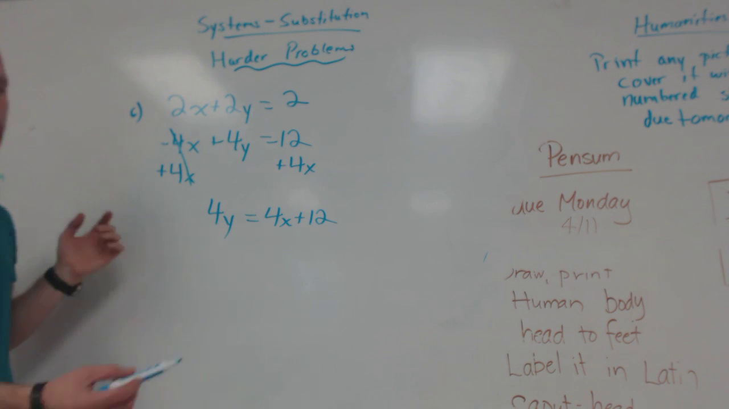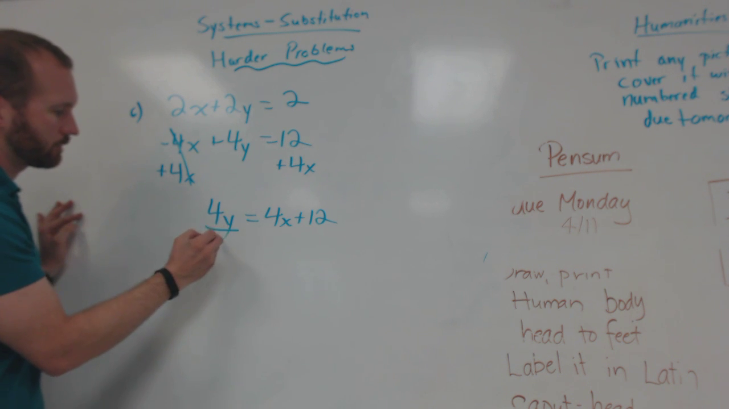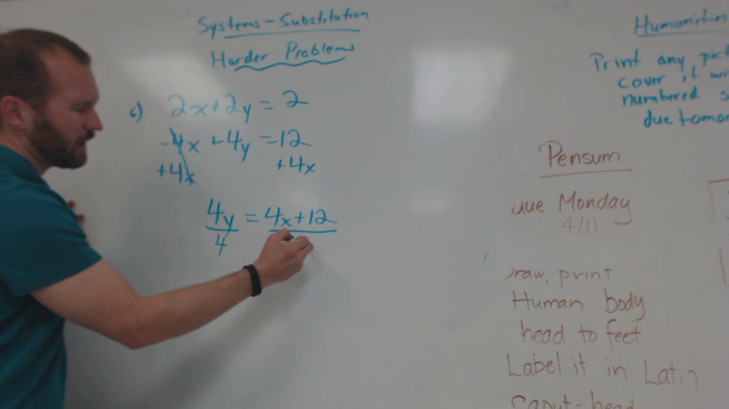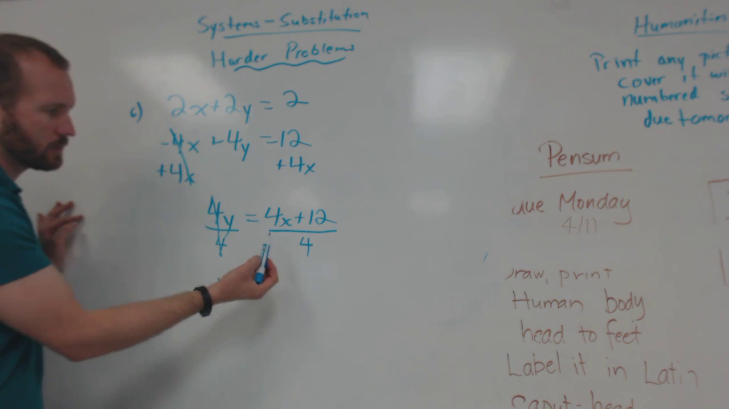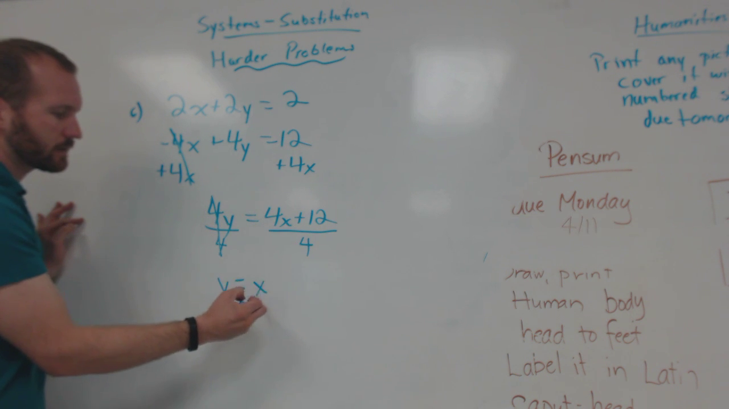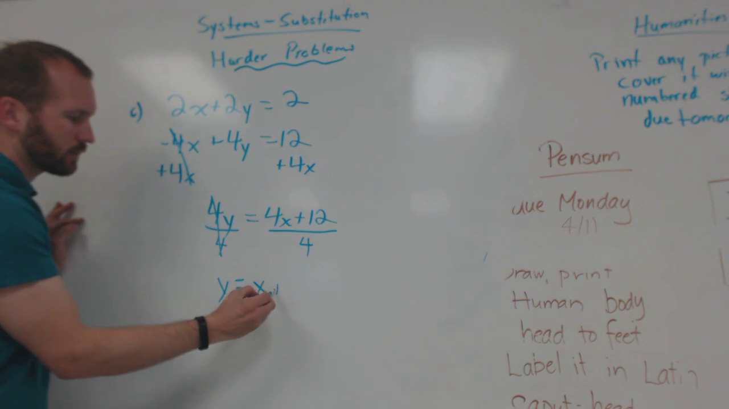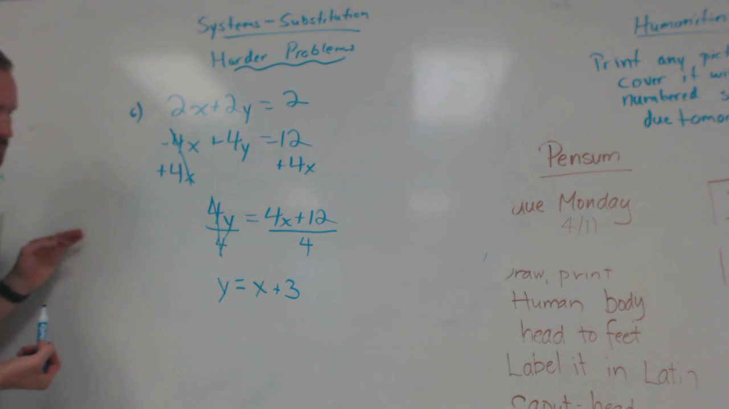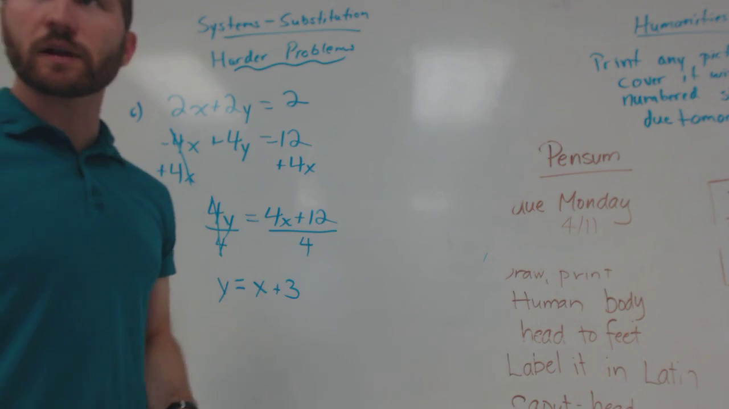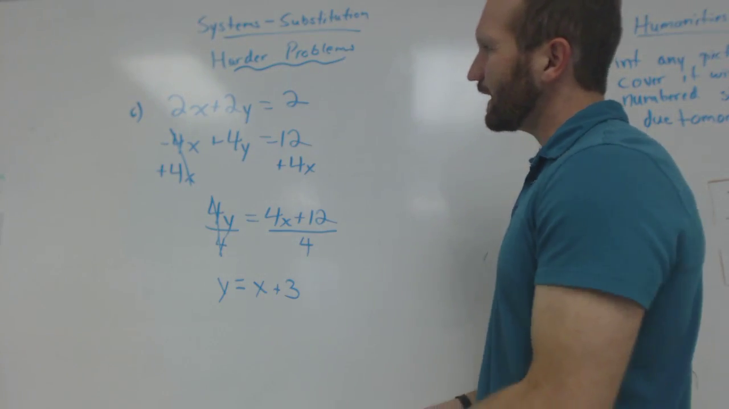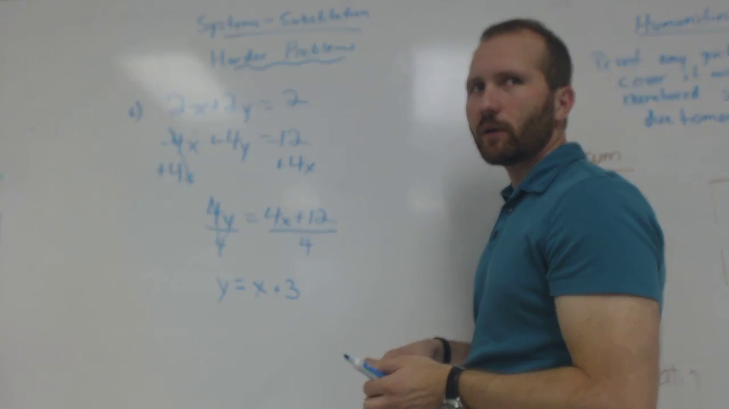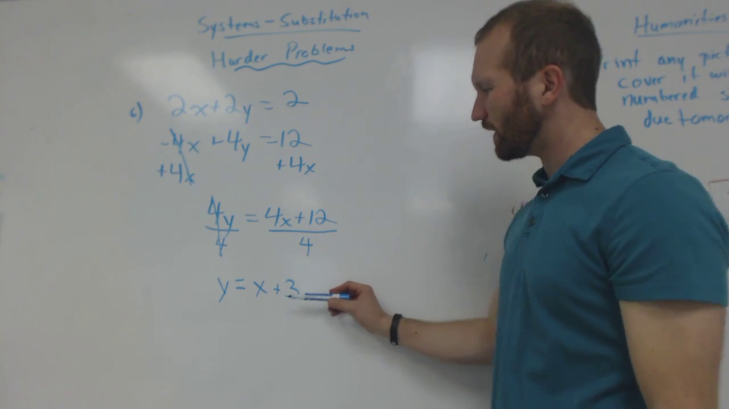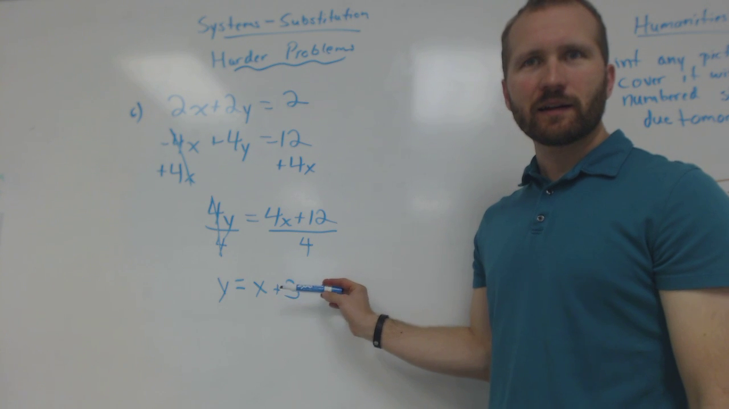So now I need to divide everything by 4. Divide both sides of this equation by 4. I get y equals 4x divided by 4 is x, 12 divided by 4 is 3. Oh, y equals x plus 3. Wait, are we saying that negative 4x plus 4y equals 12 is the same equation as this? That seems kind of crazy.